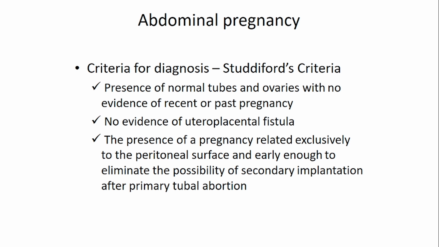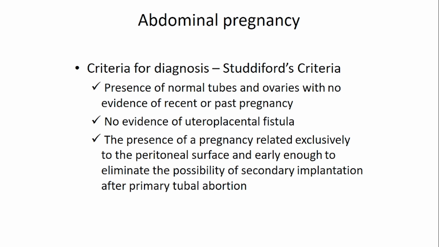So there are some criteria for abdominal pregnancy. Again, when eventually you now open up, what are the criteria you must look at to make sure you are dealing with abdominal pregnancy? That was primary abdominal pregnancy now. One, what we call Studdiford's criteria: the presence of normal tubes and ovary with no evidence of recent or past pregnancy.